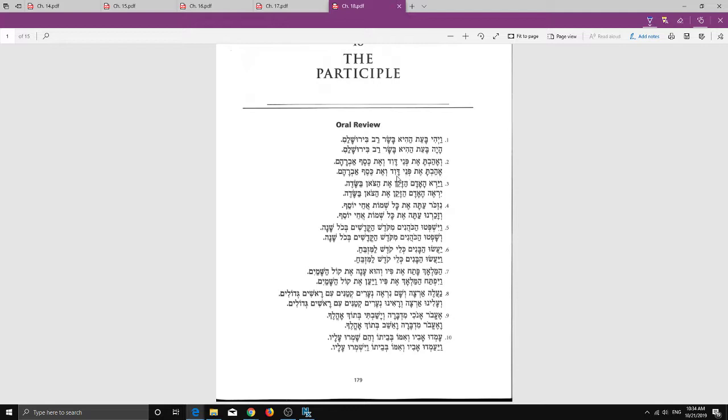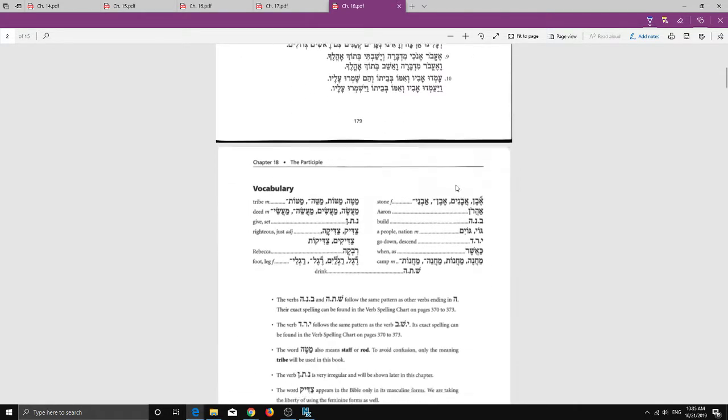Ahavta et pnei David va'et kesef Avraham. So you loved the face of David and the silver of Abraham. Okay, hopefully that's some good review from chapter 17, especially noticing how these verbs, despite being the same spelling, the same form, because of this vav, this one is imperfect even though it looks just like the perfect. Okay, and again that's the vav conversive or the reversing vav, whatever you want to call that. You'll see it both ways.